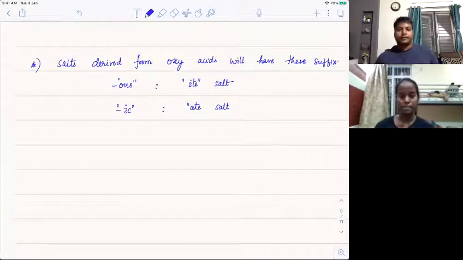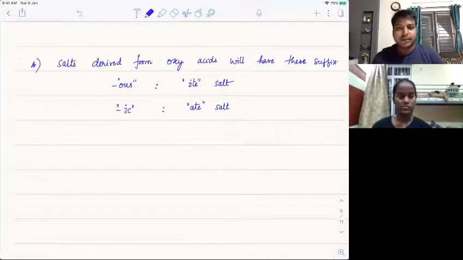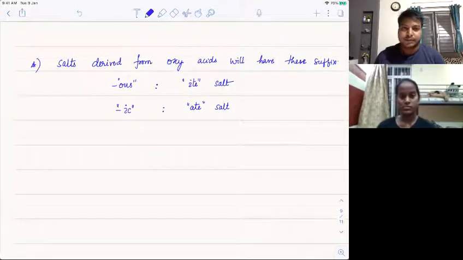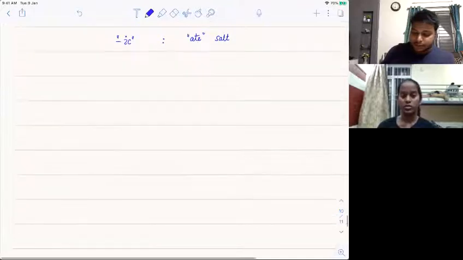Got it? It's pretty simple actually. Us acids will convert into ite salts, ic acids will convert into ate salts. Okay, so I'll show you how.